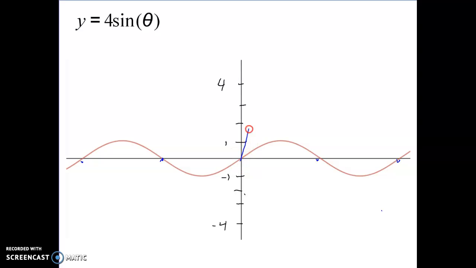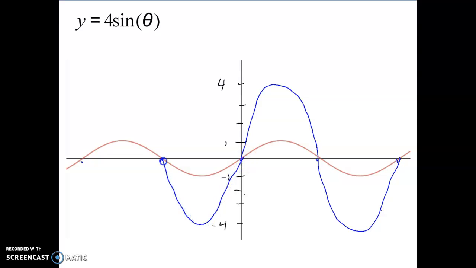So I'm going to start right here, up to 4 and back down. And on this side, I'll go down to -4. And then on this one, I'll do the opposite. So I'm going to go down to -4 and then up to +4.